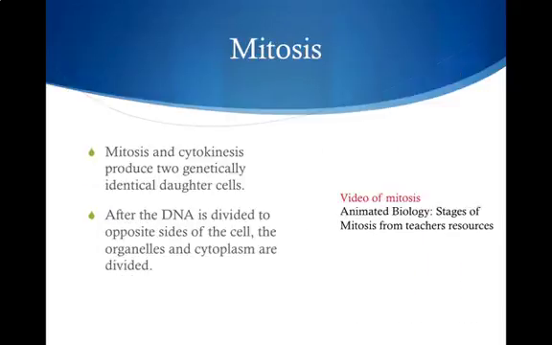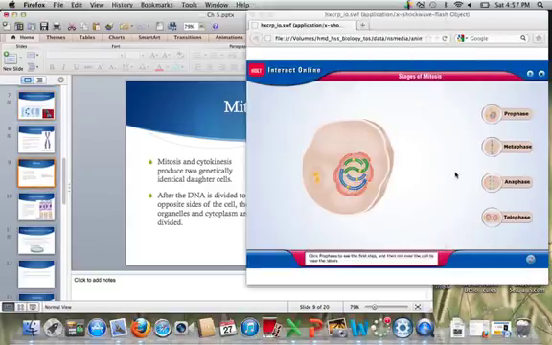The process of mitosis and cytokinesis are going to produce 2 identical daughter cells. We're going to start with one parent cell that has its DNA copied and create 2 smaller identical daughter cells. So after the DNA is divided to opposite sides of the cell, the organelles and the cytoplasm are then going to divide. I've got an animation I want to show you here.